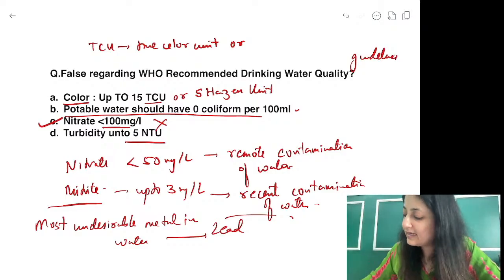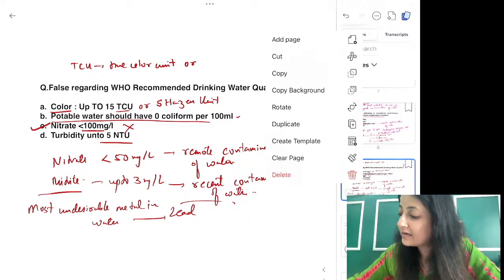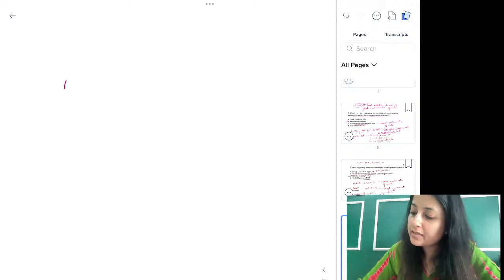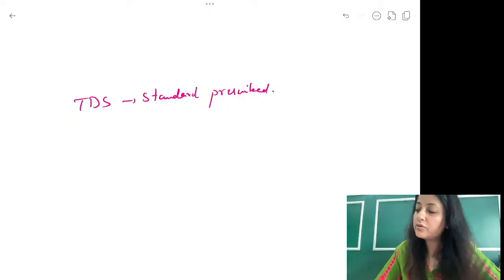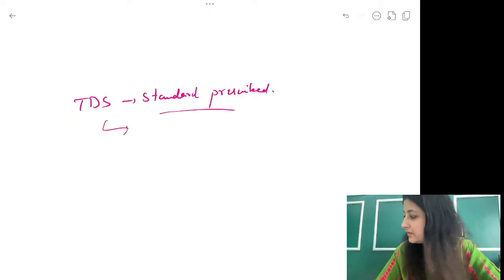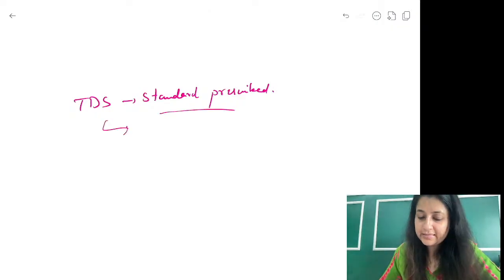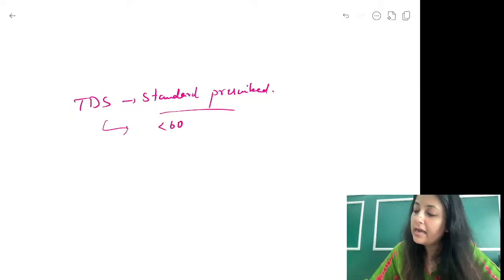What about the TDS? What is the standard prescribed for TDS in water, guys? TDS standard prescribed, minimum, the standard prescribed. What should be the TDS standard prescribed? Very good. Up to 600 is the prescribed.